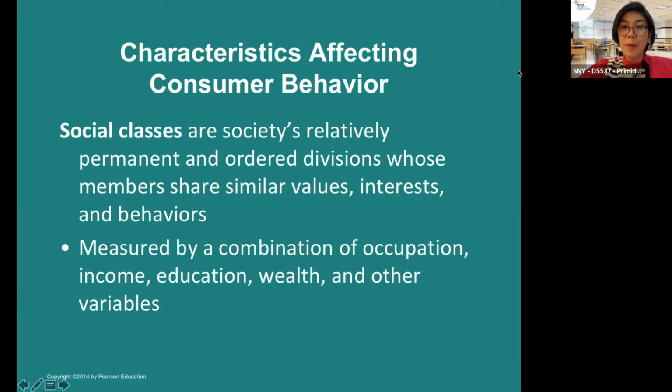Yeah? And most of the time, social class is measured by a combination of occupation, income, education, wealth, and some other variables. Now, social class is the thing that makes us realize there is an elite group, then a working class, and then a low-end class. So the order and structure in society is shaped by occupation, income, education, wealth, and other variables that constitute a social class.